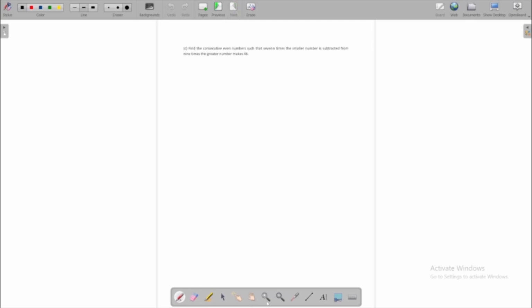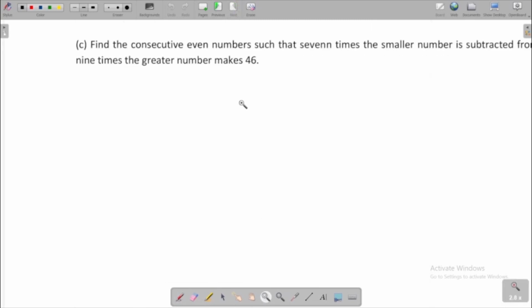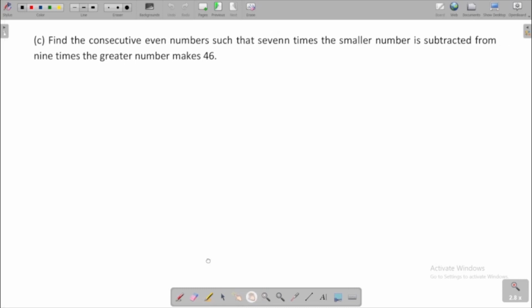And we have a last one, question 2c. Question 2c says, find the consecutive even numbers such that 7 times the smaller number is subtracted from 9 times the greater number makes 46.